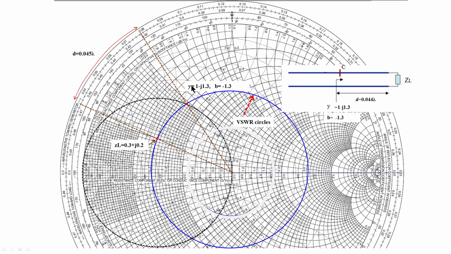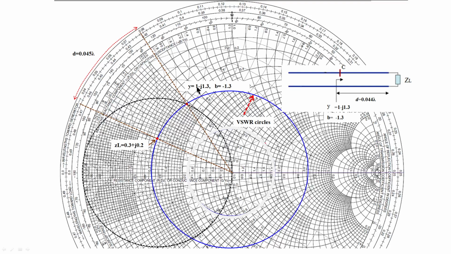What is the admittance here? We got this value. Y is equal to 1 minus j 1.3. How to read the admittance? Whatever the G value and B value at this position, you should read. G value is 1 because the G is equal to 1 circle is passing through our point. All these are G circles. This is also a G circle. But which G circle? This value is equal to 1 here.